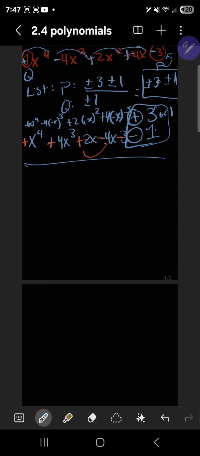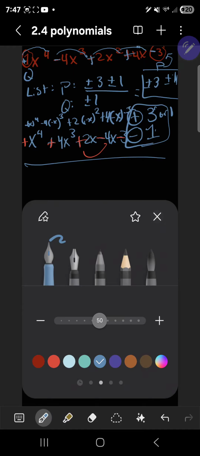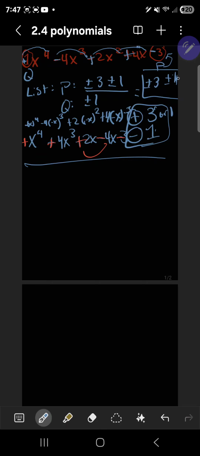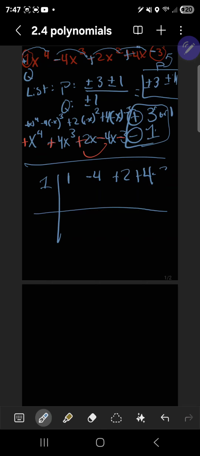So what we're going to do is start guessing. Let's start with positive 1. So we want to do synthetic division. So start like that, and you put the 1 here, and then you get the 1, sorry, 1, negative 4, positive 2. So I'll just start writing this. 1 minus 4 plus 2 plus 4 minus 3.